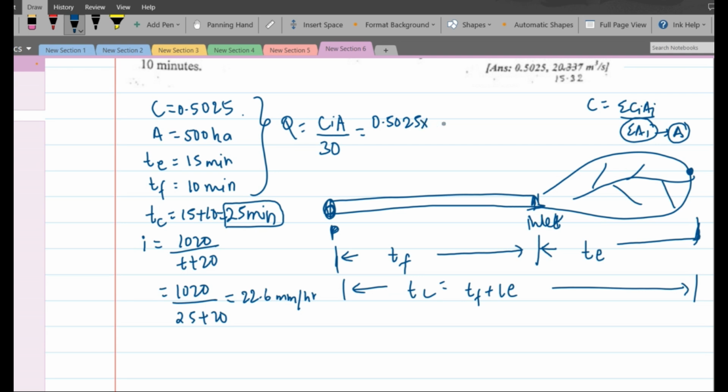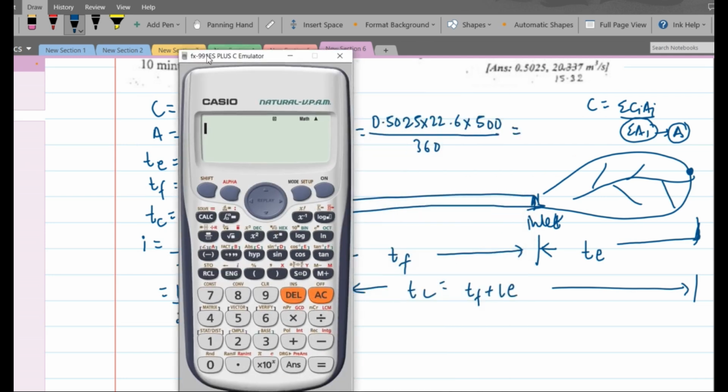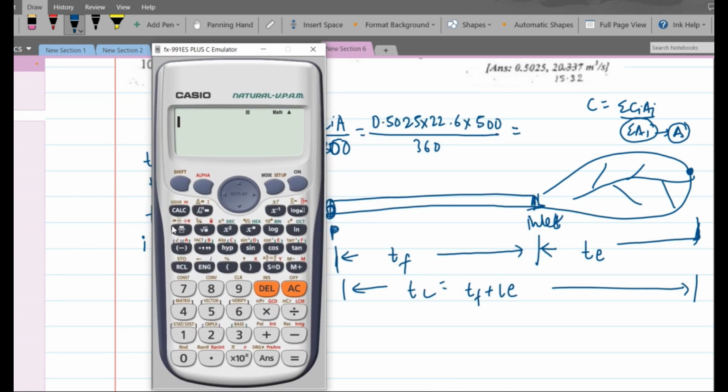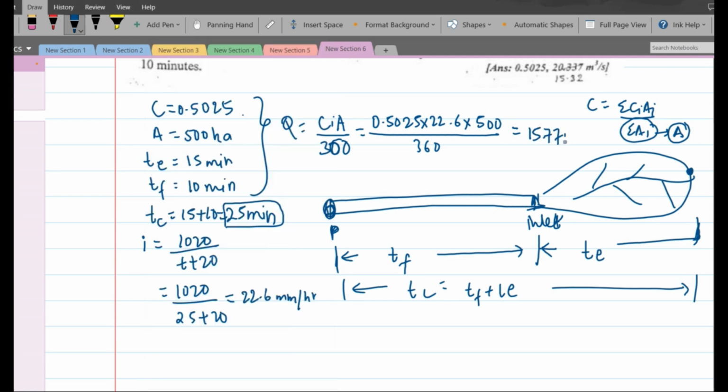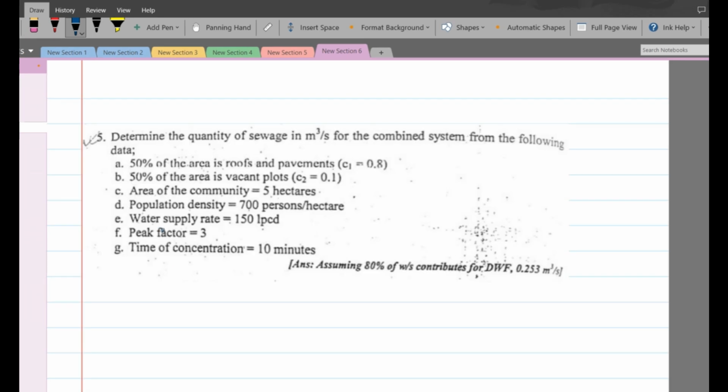So C is 0.5025, into I is 22.6, into A is 500, divided by 360, right? So if we calculate this, 0.5025 into 22.6 into 500 divided by 360, it will be 15.77 meter cube per second, right? So that's the answer.